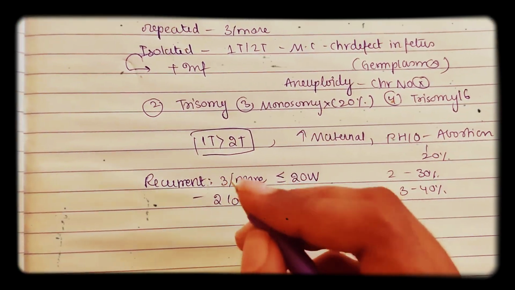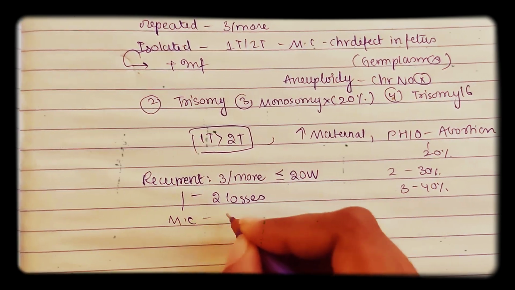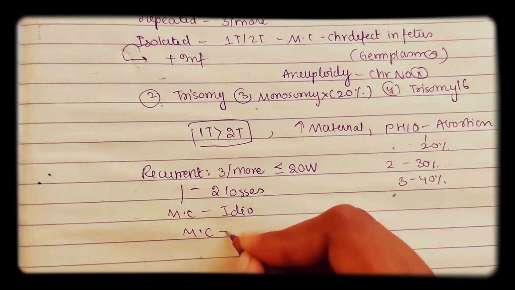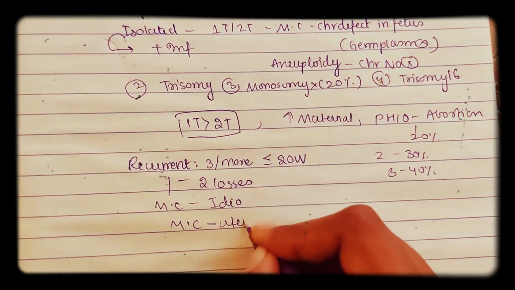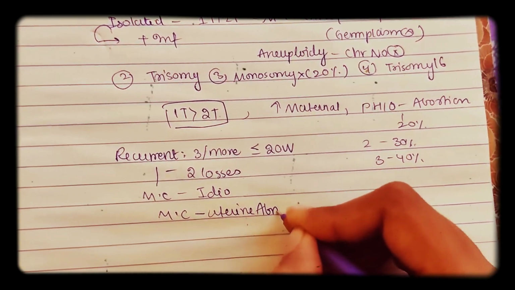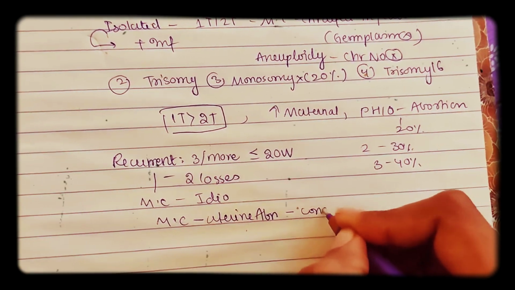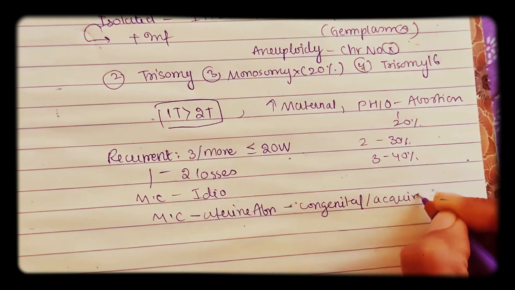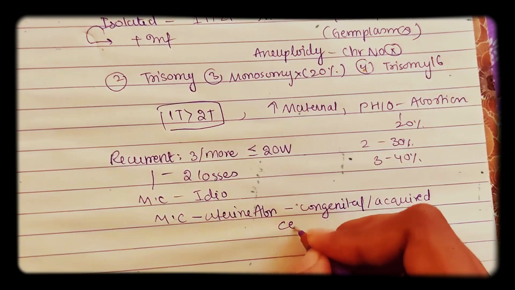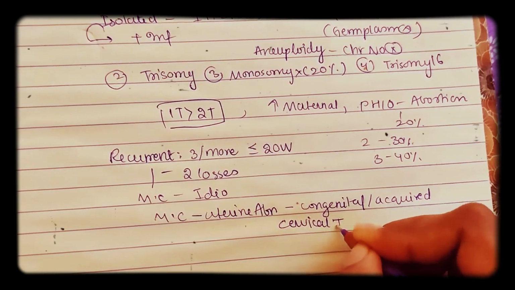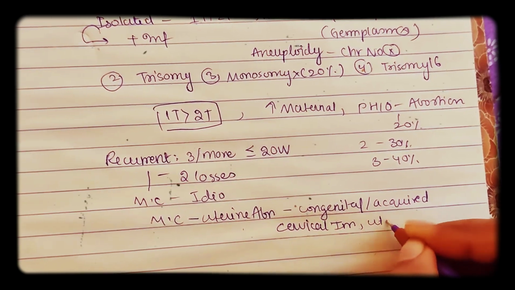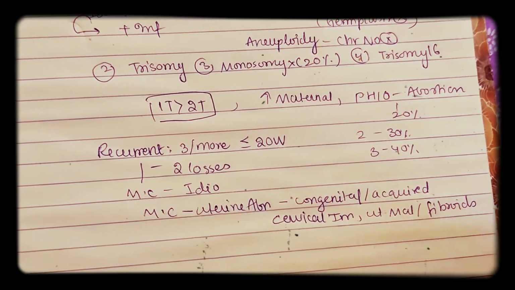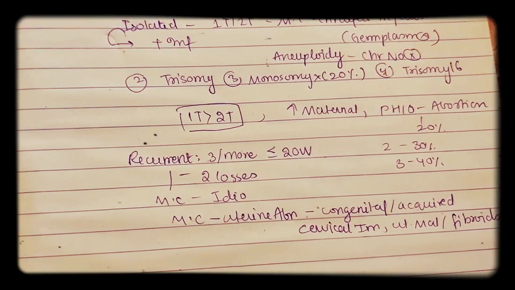Now coming to the most common cause of this recurrent loss: it is idiopathic. You don't know why. But the most common group of known causes of recurrent abortion is uterine abnormality. There are uterine abnormalities that may be congenital or acquired, like cervical incompetence, uterine malformations, or formation of fibroids in the uterus. All of these may be the problems.